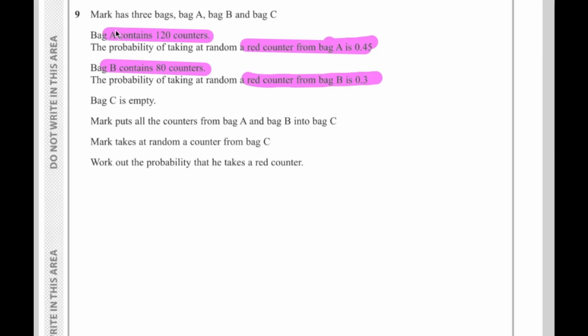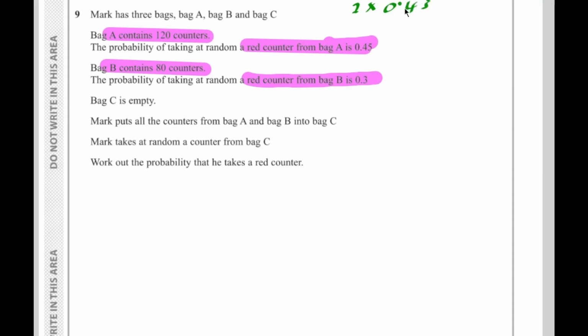We know that there is a bag A, and that bag A contains 120 counters. Now the probability of picking a red counter from bag A is 0.45. The meaning of this is, let's say you put your hand into bag A and take one counter. The probability of that counter being red is 0.45. If you pick again, then for both counters being red it is 2 into 0.45.